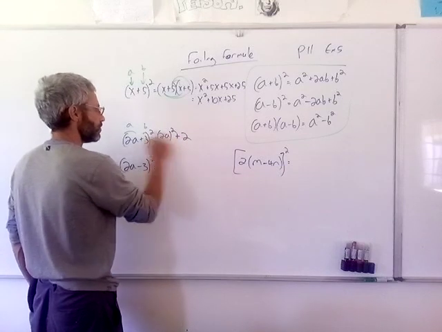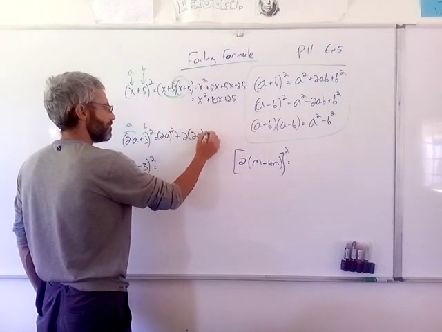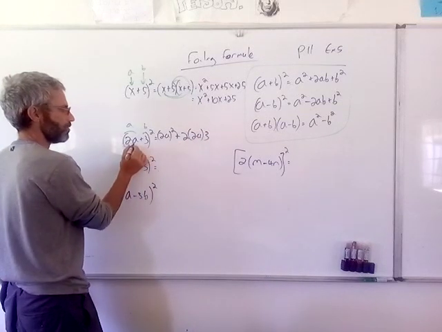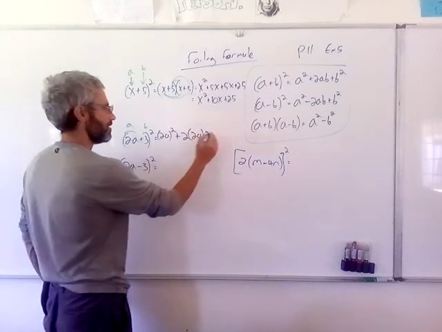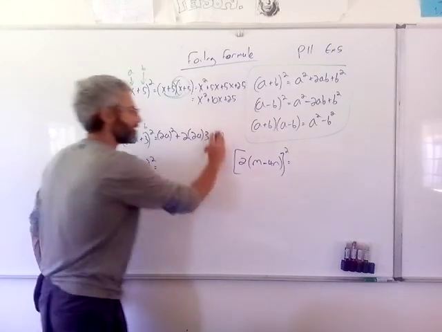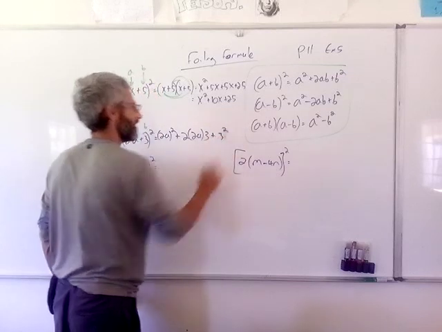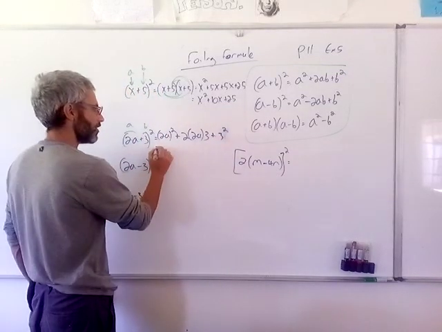Plus 2 times 2a times b. 2 times 2a times 3. Plus b squared, which is 9. 3 squared is 9. Okay? I'll write it 3 squared. Okay? So you can go through this middle stage. And then you're going to write it down.